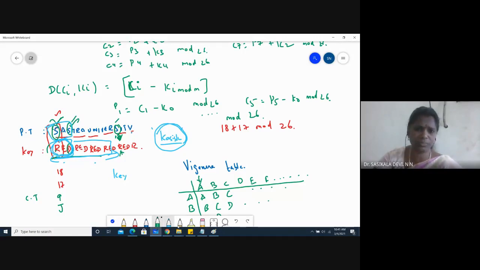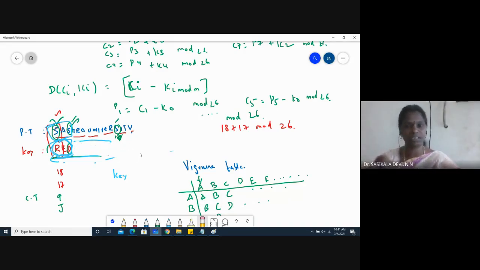What is autokey? That is very simple. The key is to be used only once. What is the key? RED. RED is to be used only once. The following characters, the key should not be repeated, because the repetition leads to Kasiski analysis. So instead of repeating, the key stream should also be of length equal to the length of the plaintext.